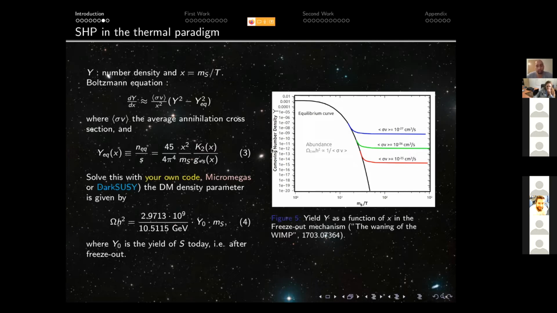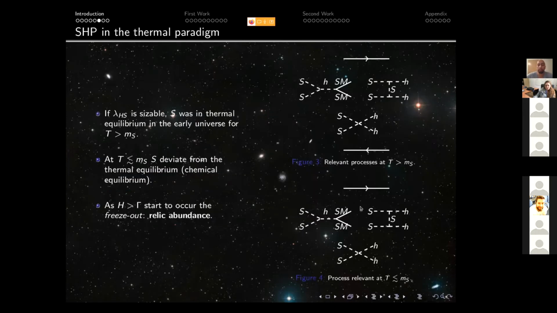When you solve this system, you can use different tools to solve this differential equation, even Mathematica, but at the end you have this solution, basically the typical solution for this Y variable, which is in figure 5. The particle at high temperatures was in thermal equilibrium, which is the black curve, but at some point the annihilations start and the reactions started to go from left to right, as I showed you here.